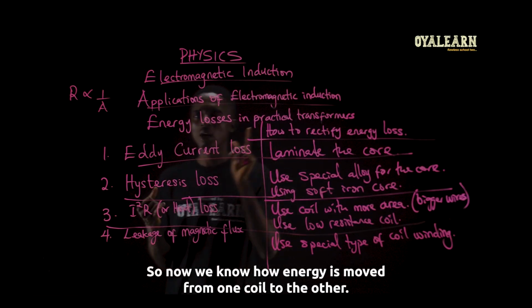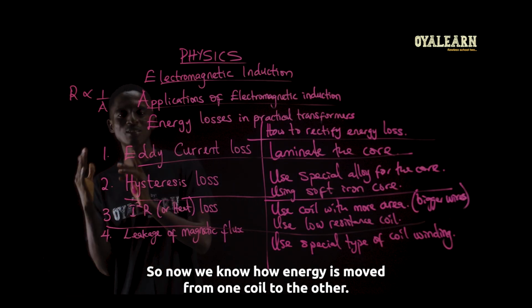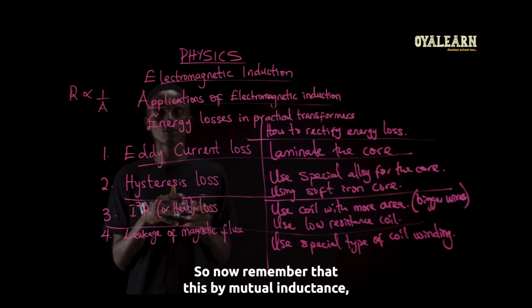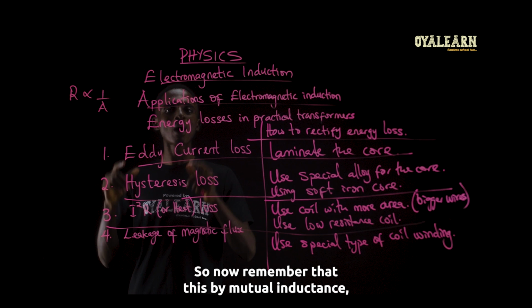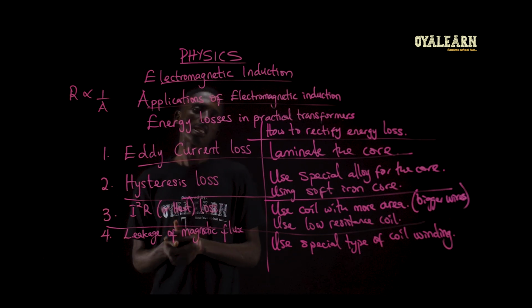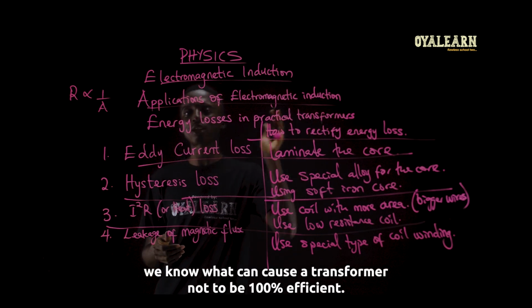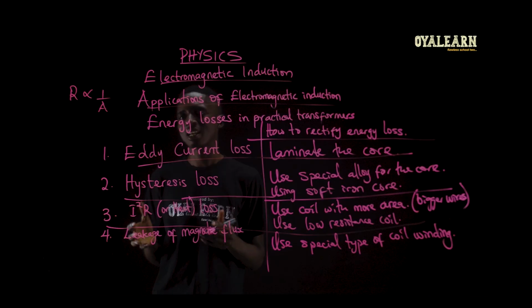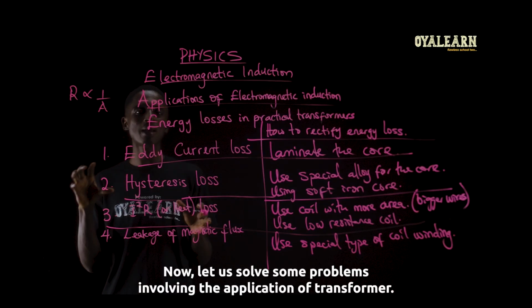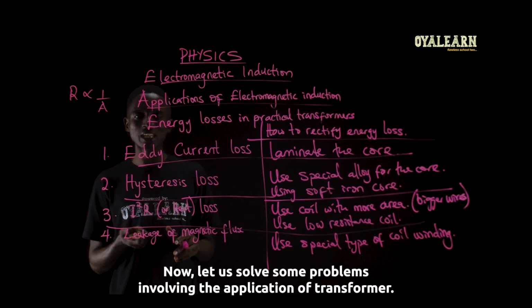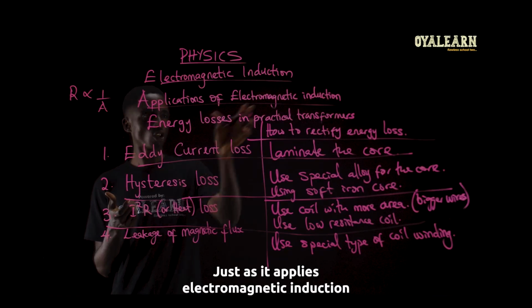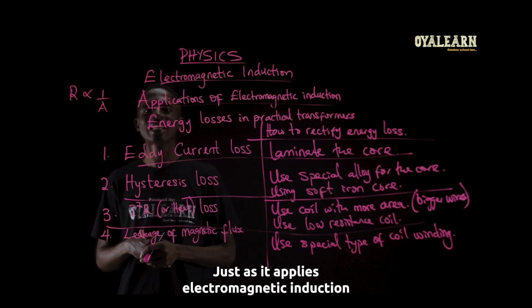So now we know how energy is moved from one coil to the other in a transformer. Remember, that is by what? Mutual inductance. And we know what can cause a transformer not to be 100% efficient. Now let us solve some problems involving the application of the transformer just as it applies electromagnetic induction.